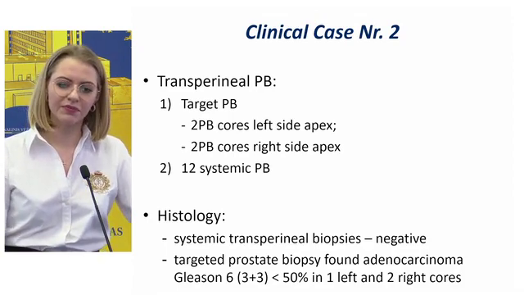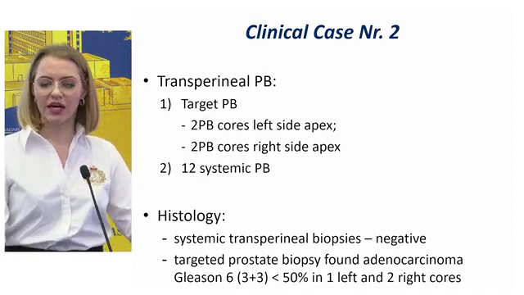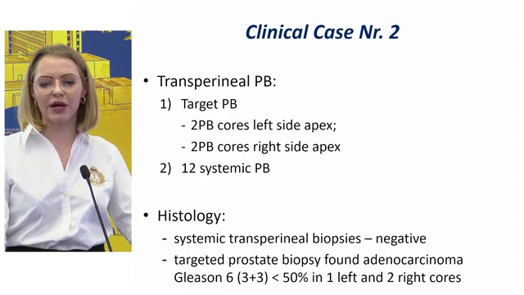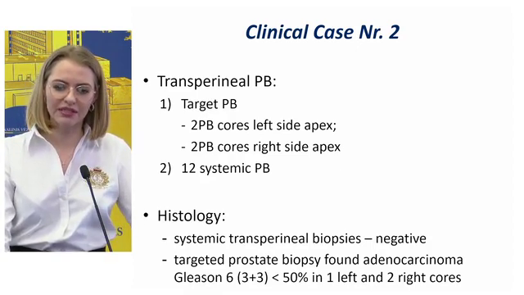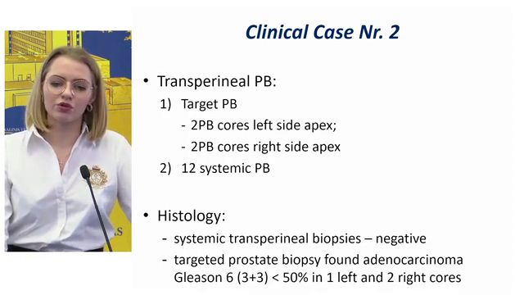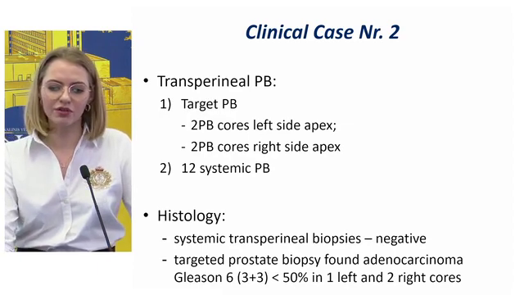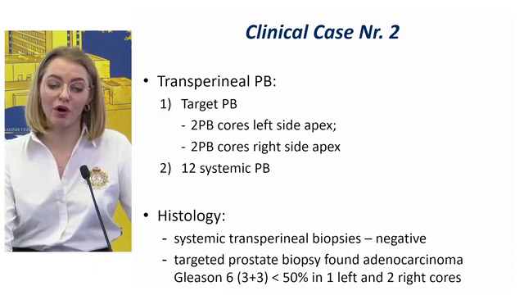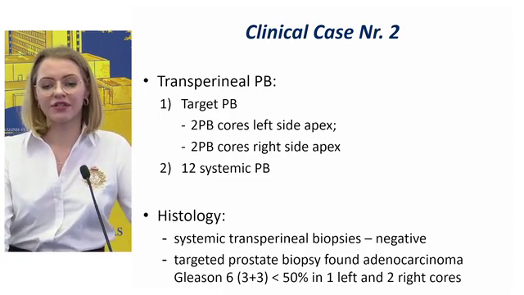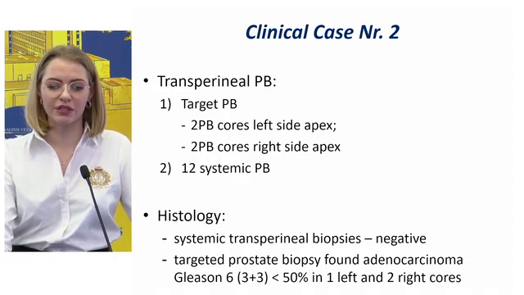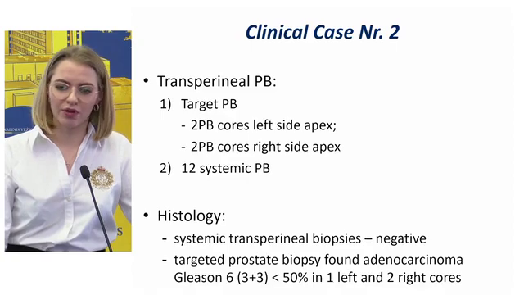What has been done? A transperineal prostate biopsy was performed. 2 targeted biopsies were done on the left apex and the right apex, and also 12 systematic prostate biopsies were taken. Histology came back positive only in the targeted prostate biopsies, which found adenocarcinoma Gleason 6, 3+3, in 1 left and 2 right cores.